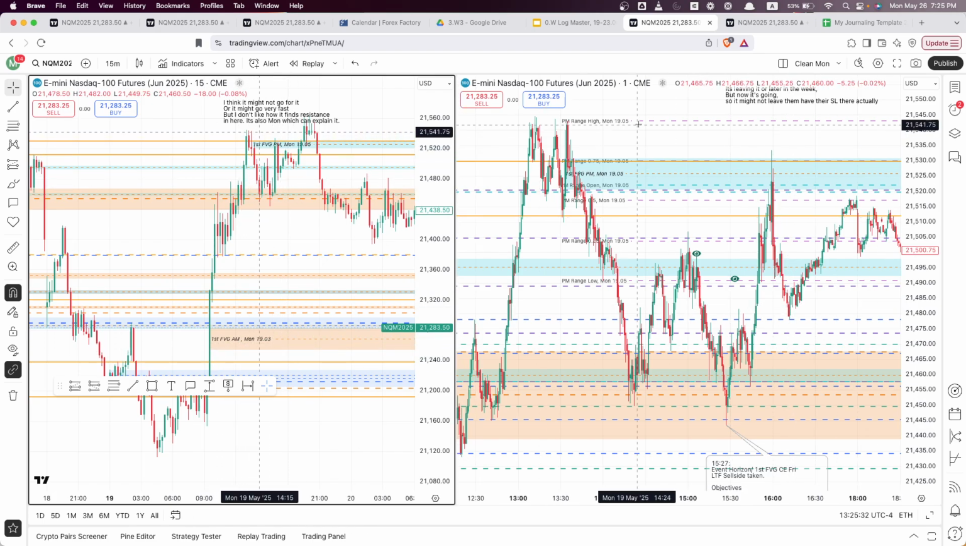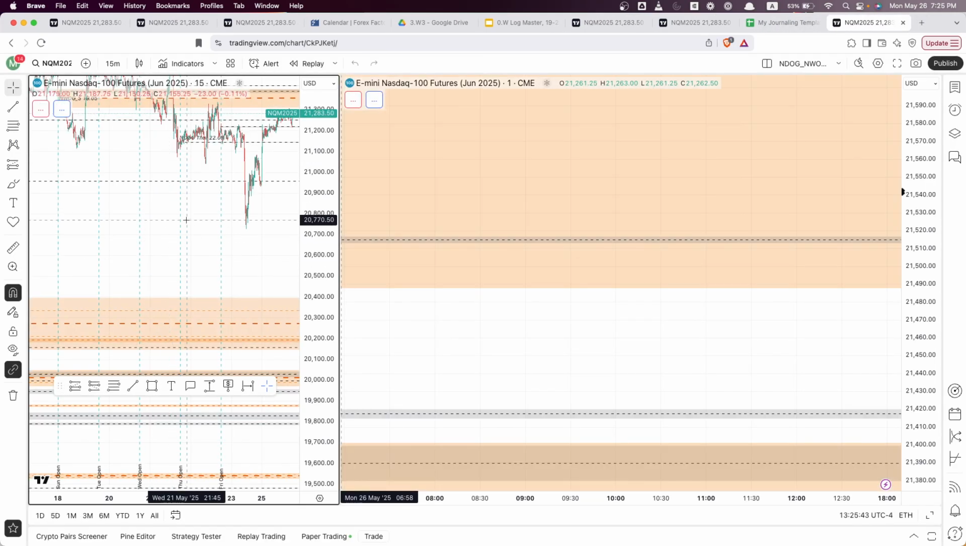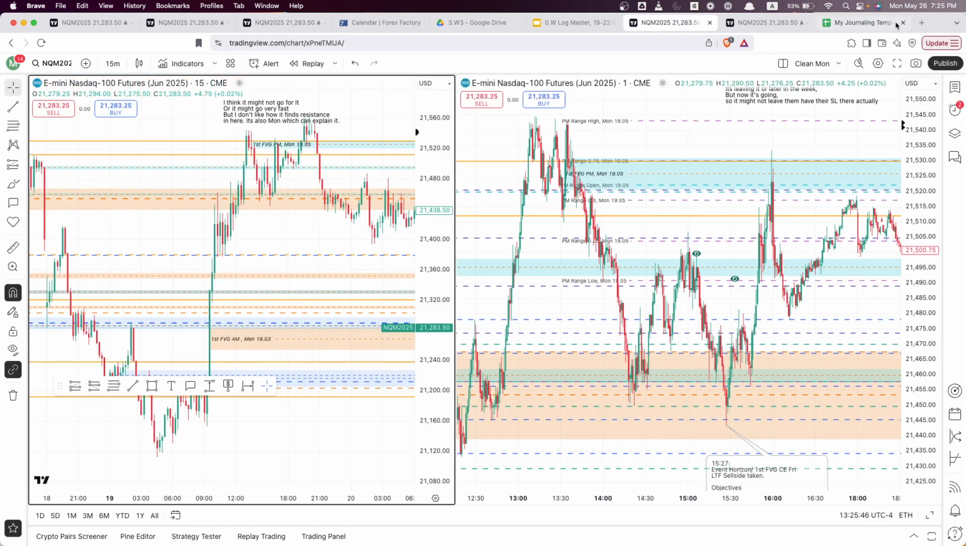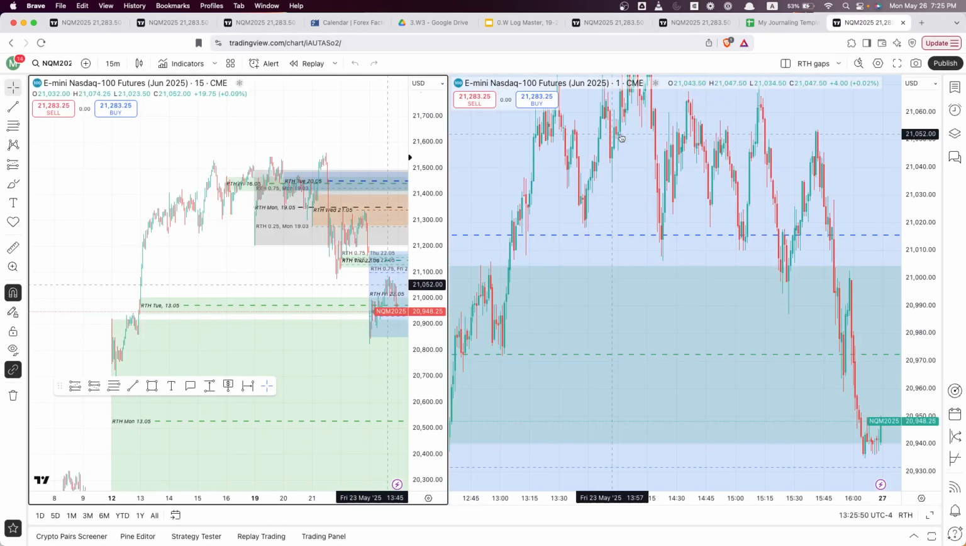And what I usually do, as ICT is teaching, is I have different templates. So I usually have a template, as you can see here, for the new day opening gap, where I do all my new week opening gaps and new day opening gaps. Then I have the opening range template I use.